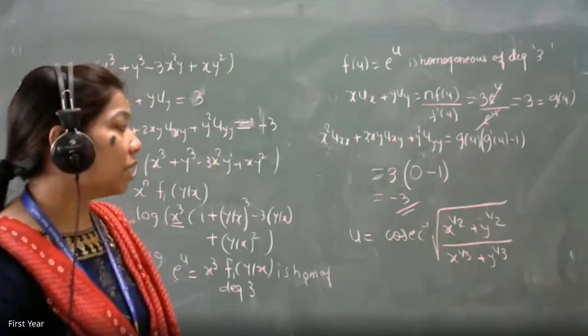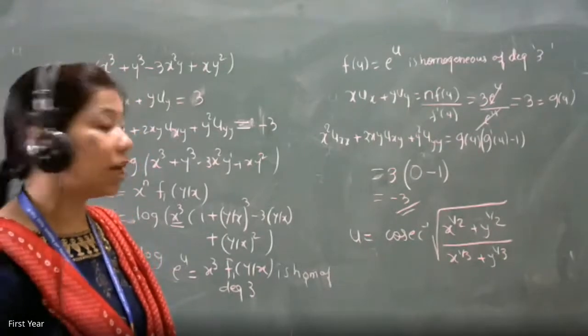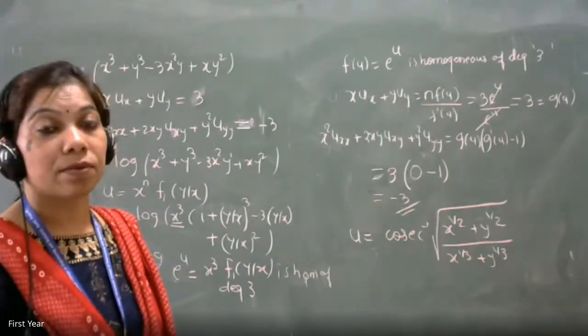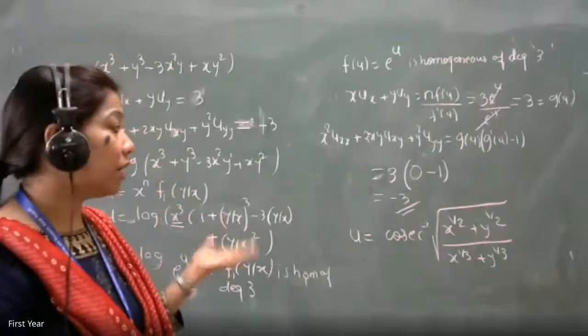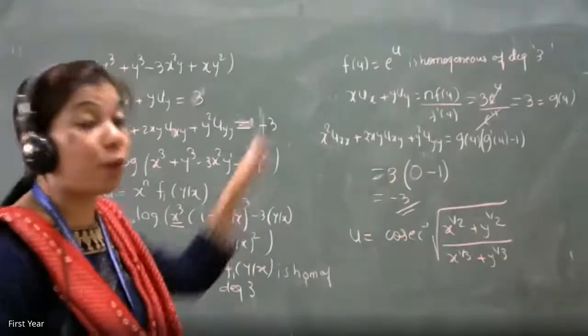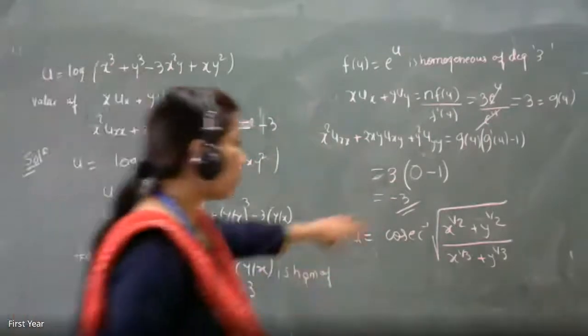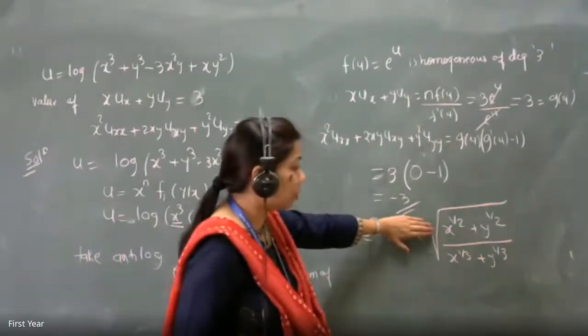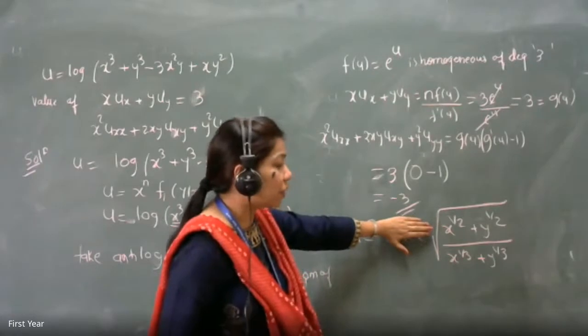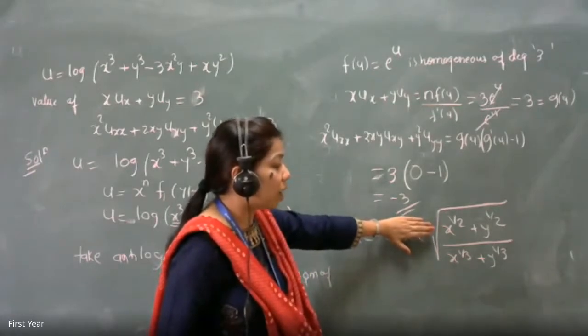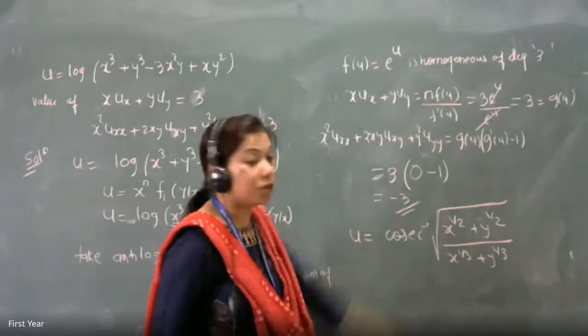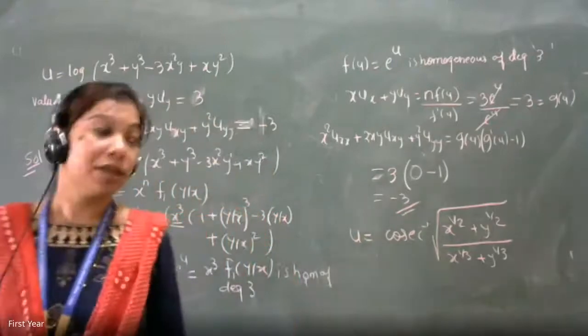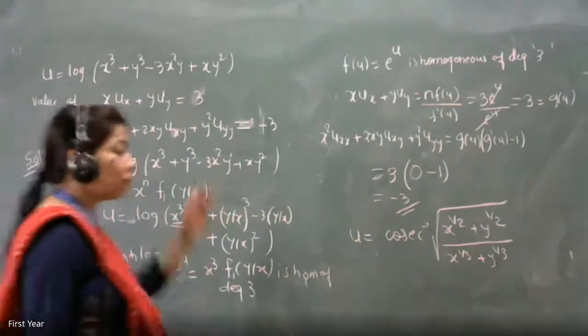Clearly, you can see that the degree of the numerator and denominator are different. Yes, ma'am. Okay, half is there in the numerator, 1 by 3 is in the denominator, and you have square root also. So forget about cosec inverse. Can you tell me what's the degree of this expression? Square root of x raised to half plus y raised to half upon x raised to 1 by 3 plus y raised to 1 by 3. Find that first. Then we'll go to the actual question later on.